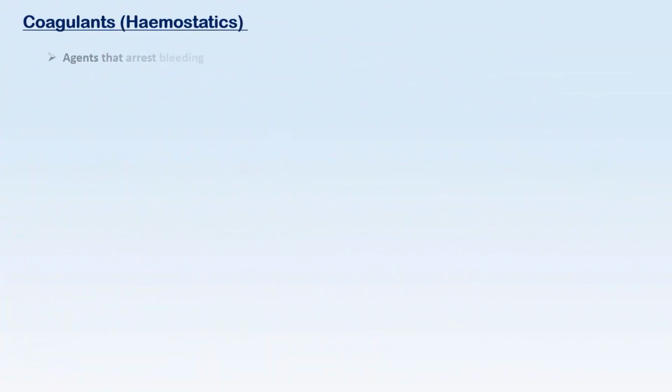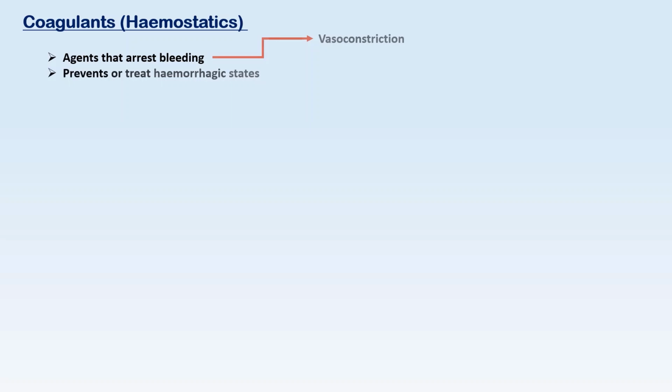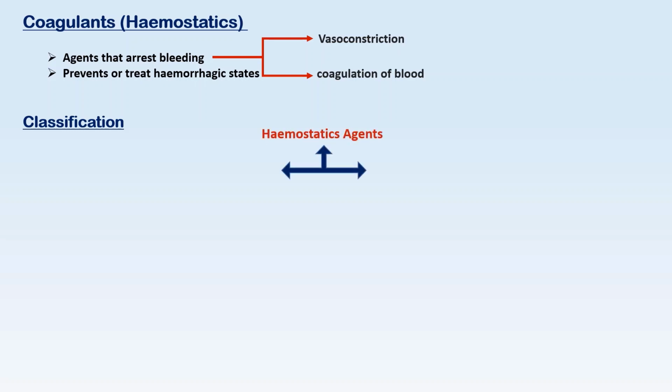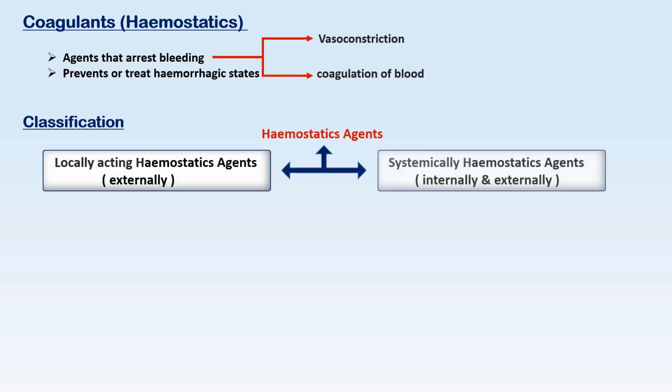Hemostatics are agents that arrest bleeding by vasoconstriction or by coagulation of the blood. These agents are mainly of two types, those that act locally and the other that act systemically. These locally acting agents are used to control bleeding from small blood vessels and capillaries. For example, in case of tooth extraction, abrasion, or bleeding during surgery.